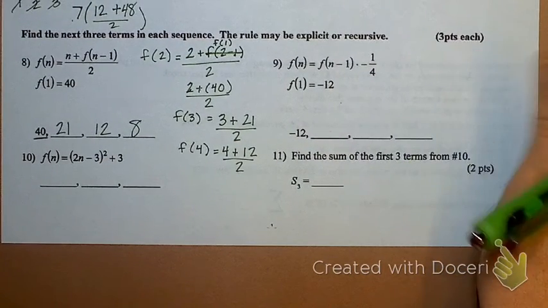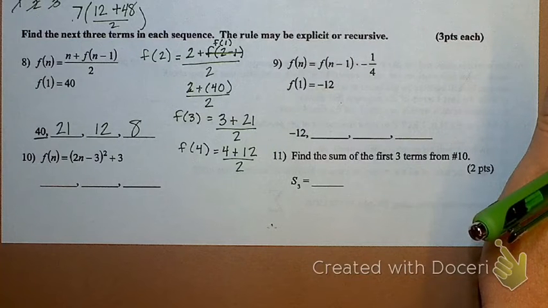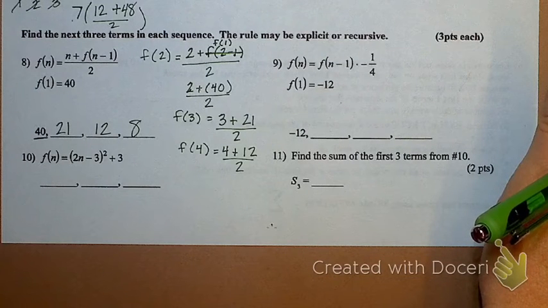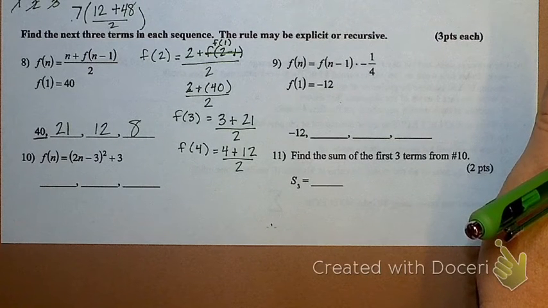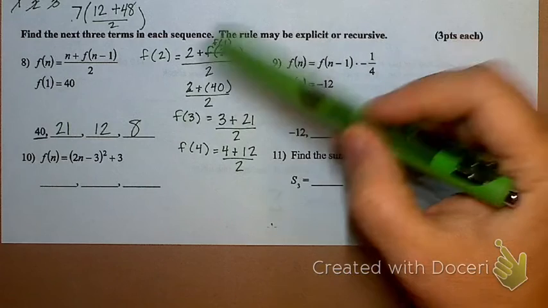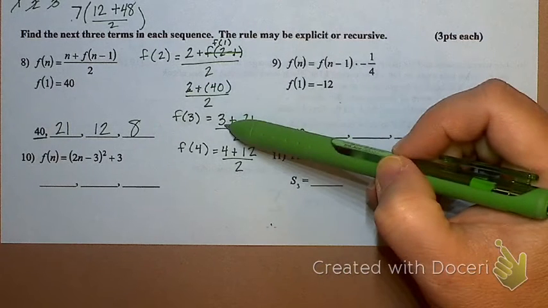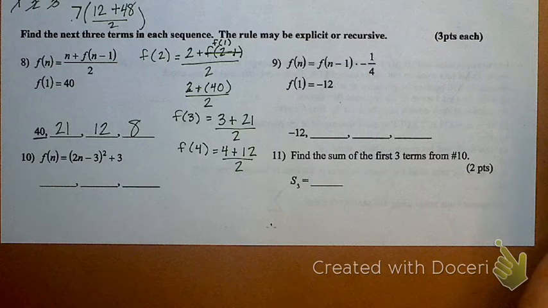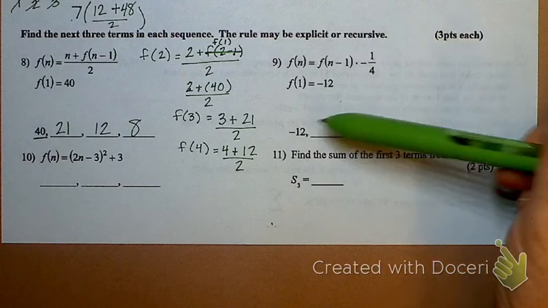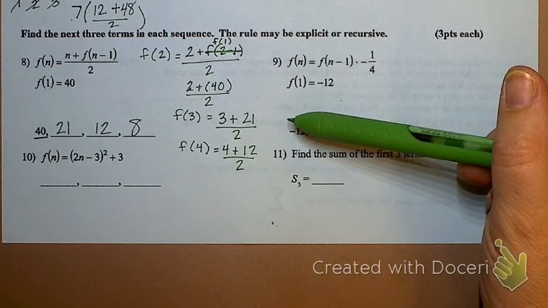Wait, how do we find what n is? N is just the term number. So if you're finding the third term, n is 3. So for the second term, n was 2. For the third term, n was 3. For the fourth term, n was 4. And for the third term, you got 16 or 12? Yes, 12. Okay.